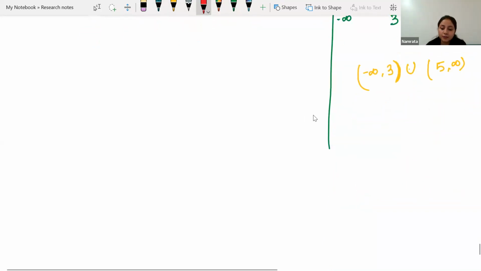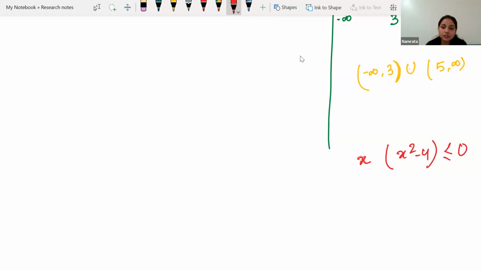Next equation we are having, x into x square minus 4 less or equals to 0. So the wavy curve method says that whatever expression you are having, whatever inequality you are having, first factorize it. So first we will be factorizing it. x plus 2, x minus 2 less or equals to 0.